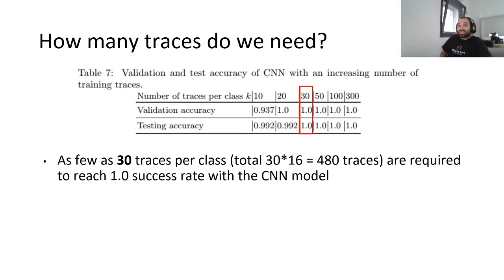So after we saw that CNNs give a perfect accuracy when trained on the entire training set, it's also interesting to check what is the minimum amount of training data required to reach similar results. So it appears that as few as 30 traces per class, or a total of 480 traces, are actually enough to reach 100% accuracy, which is quite cool.